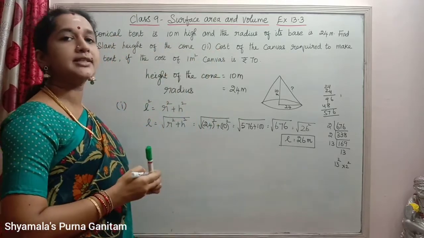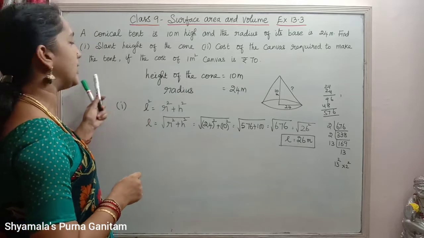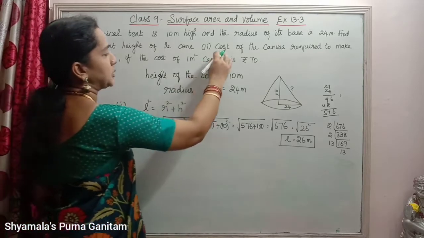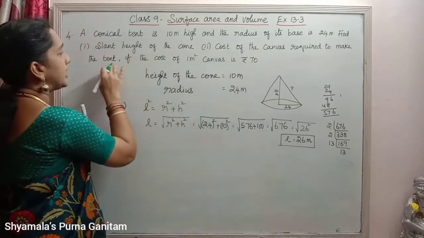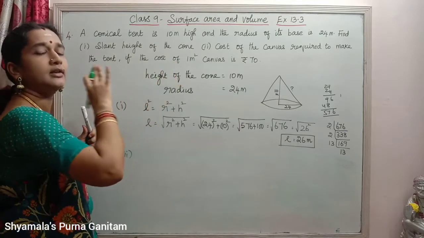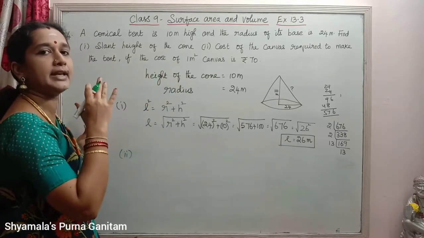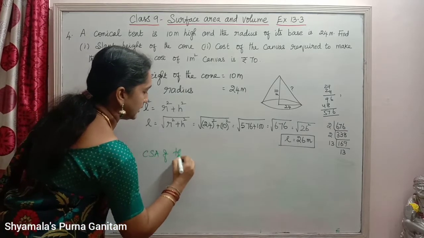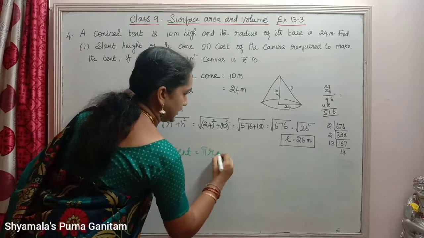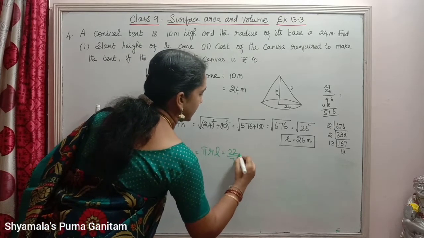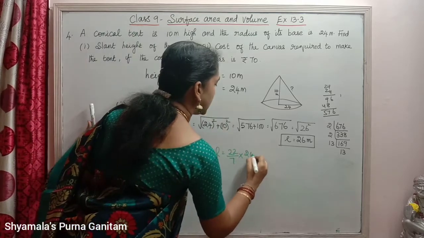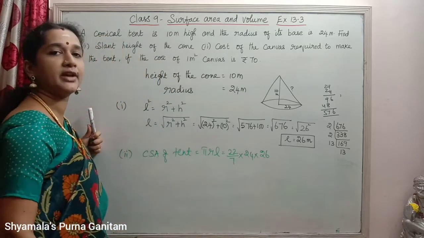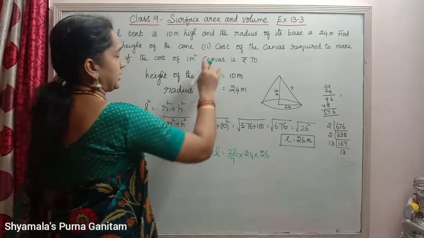Then the second one is the cost of the canvas required to make the tent. So we need to know the area of the tent first. For finding the area, we need to find the curved surface area. So CSA of the tent is equal to pi r L, that is 22 by 7 into radius 24 into slant height 26. If we multiply all these, we will get the curved surface area of the tent.